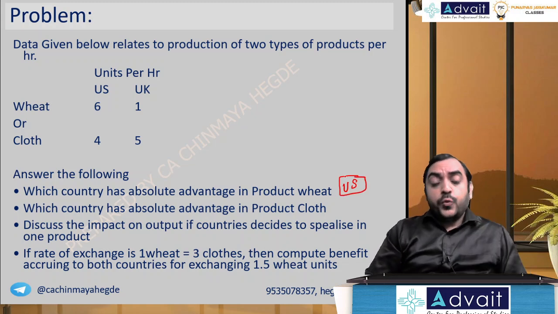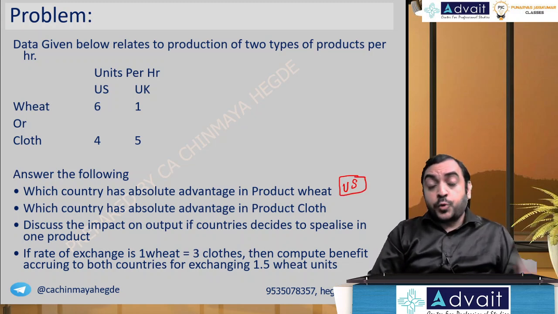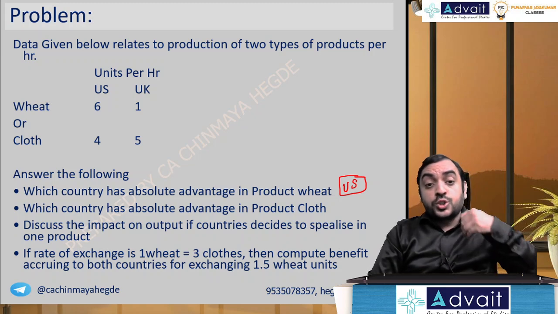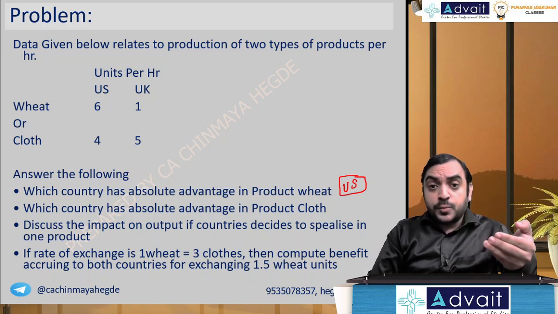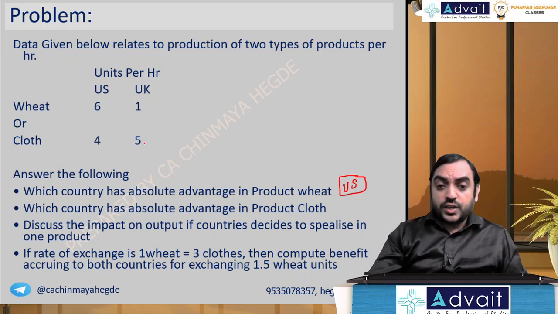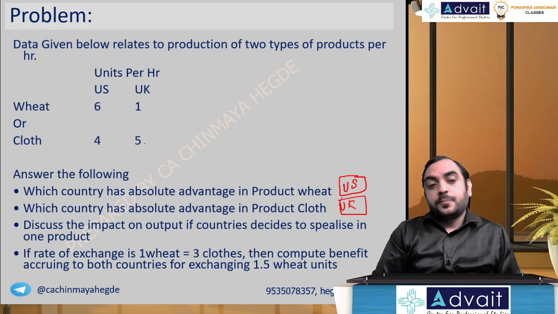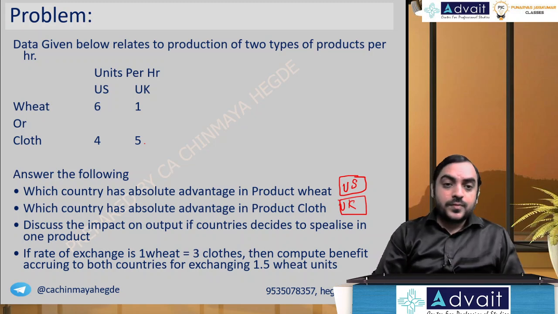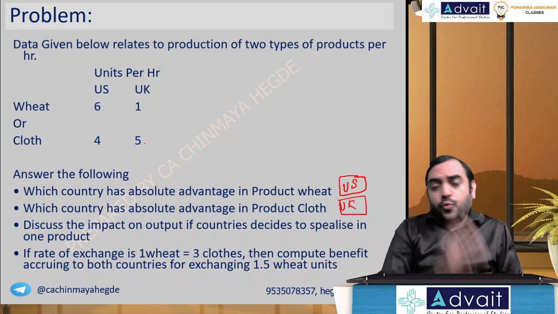Now, second, which country has absolute advantage in producing cloth? So, who can produce more cloth? US can produce 4 cloth, where UK can produce 5 cloth. So, UK has absolute advantage in producing cloth. Okay, so now what is going to happen?